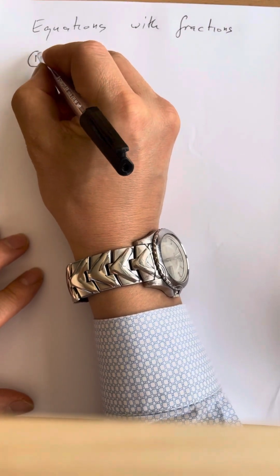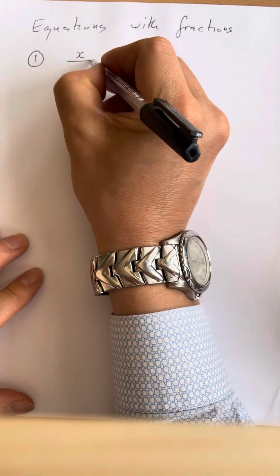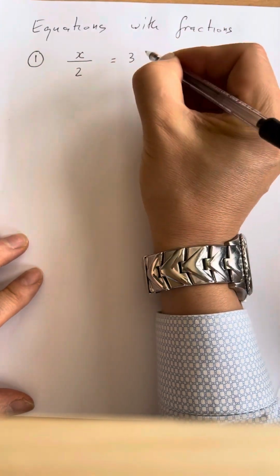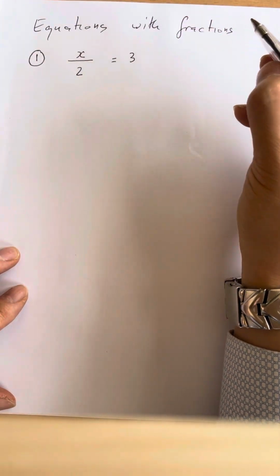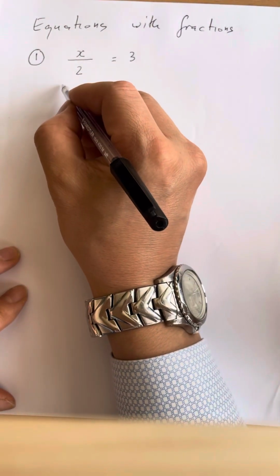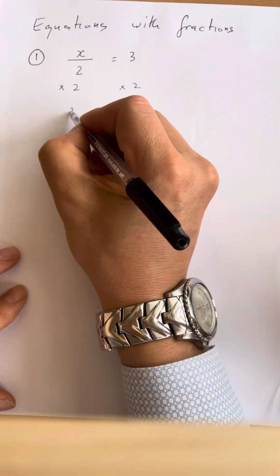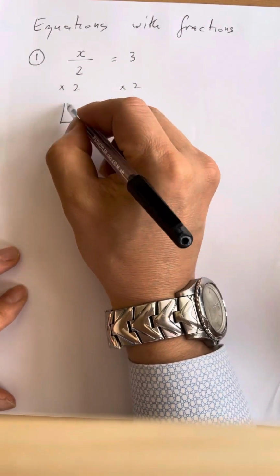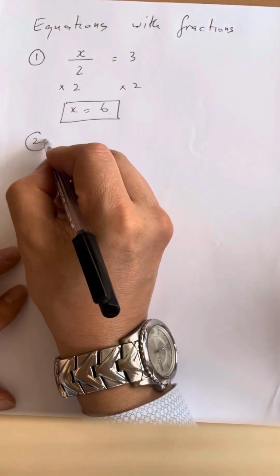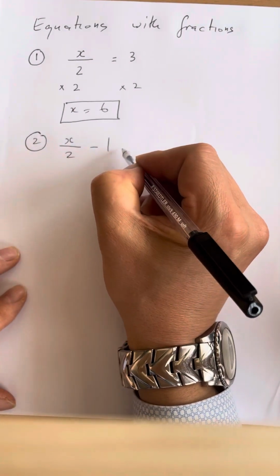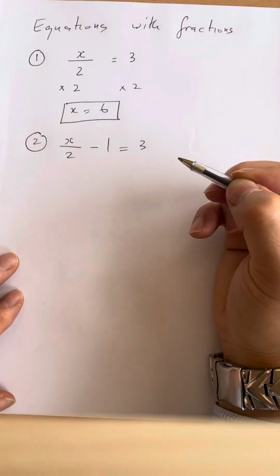So, example number 1, you have x over 2 equals 3. Well, to get rid of the fraction, you multiply by whatever the denominator is. So in this case, x equals 6. Now that's the simplest fraction. What if you have x over 2 minus 1 equals 3, like that?